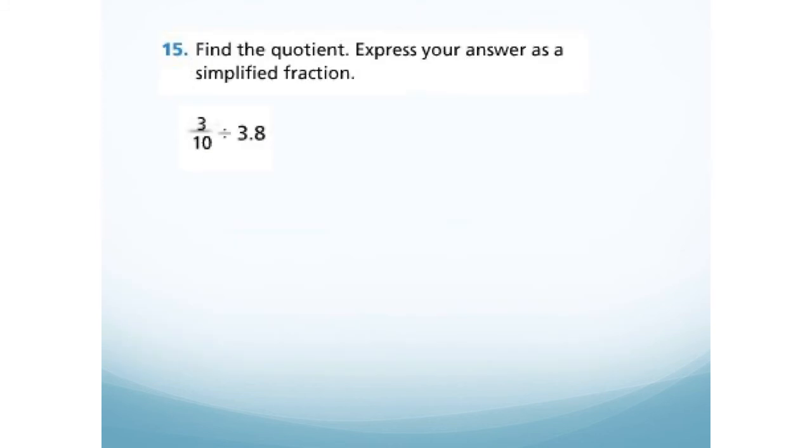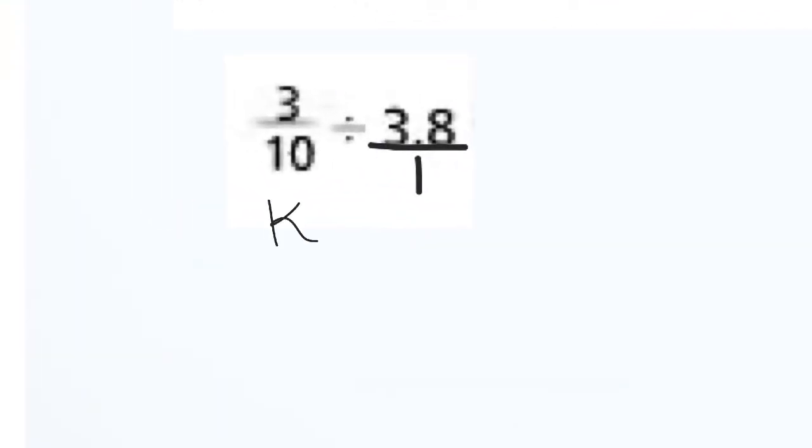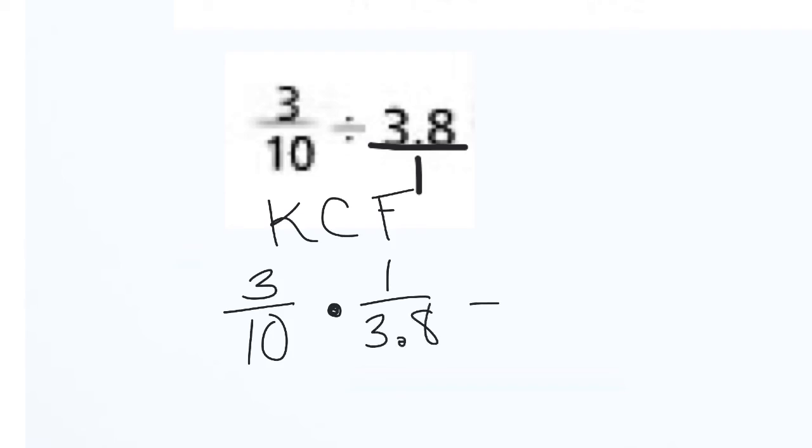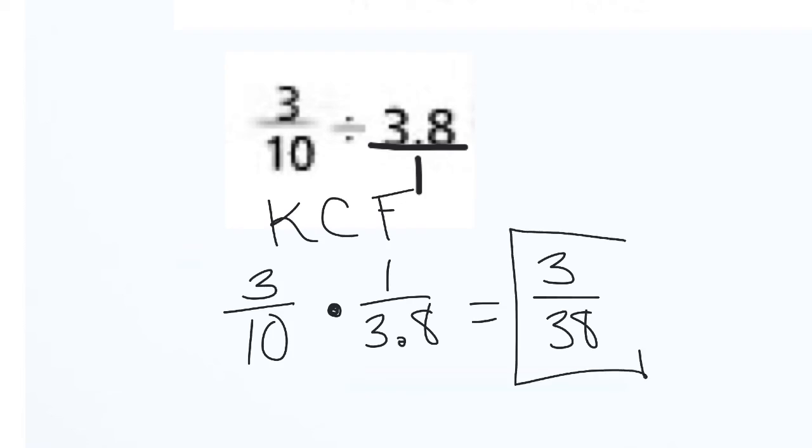All right, for question 15, find the quotient. Okay, well, you have one number here in a fraction form, and you have one in a decimal form. So what I'm going to do is go ahead and place an understood 1 under that to make it a fraction, and then I will just use my keep, change, flip strategy. So I will keep my 3/10, change my operation to multiplication, and flip to get 1/3.8. Now I can simply multiply straight across. 1 times 3, I get 3. 10 times 3.8, I get 38. Now this fraction will not simplify, so 3/38 will be our final solution.